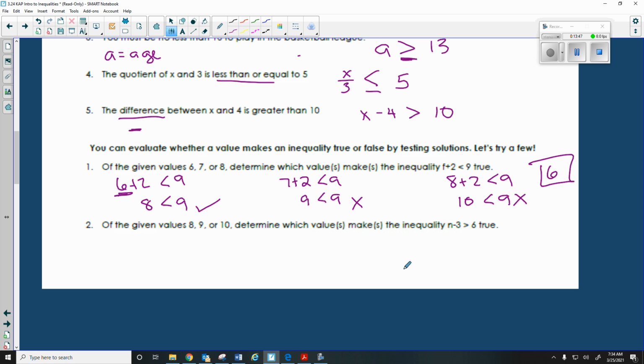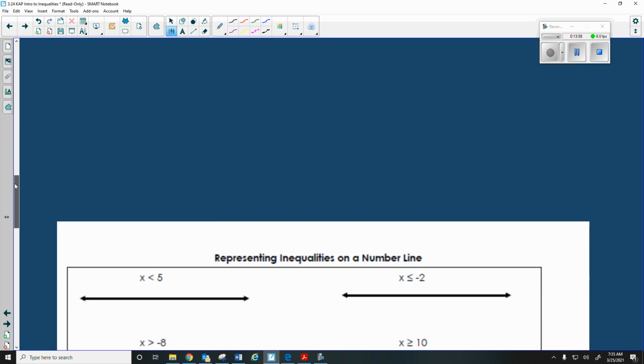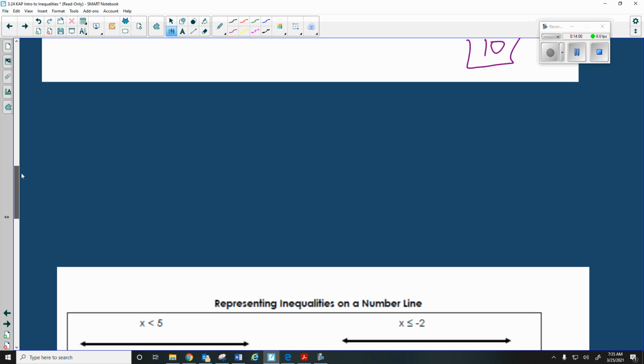In that one, the only one that works is 10. 10 is my solution. Okay, so a little bit more talking about how to graph them.